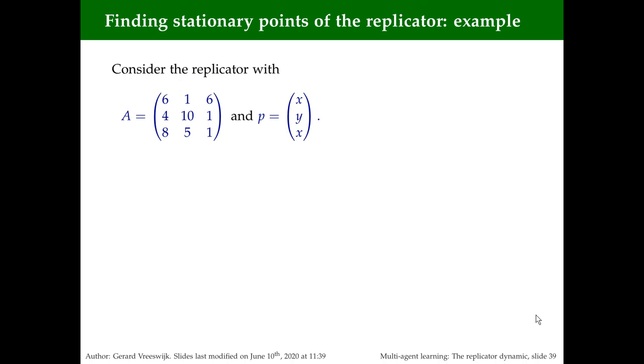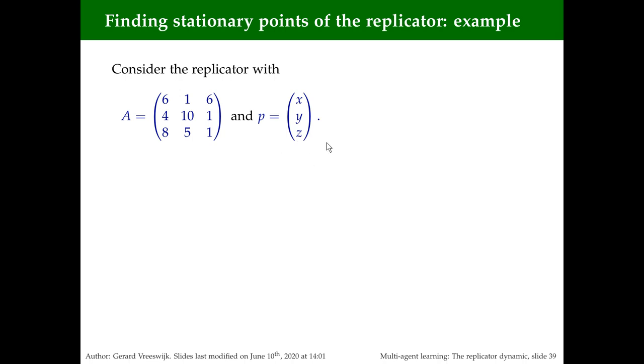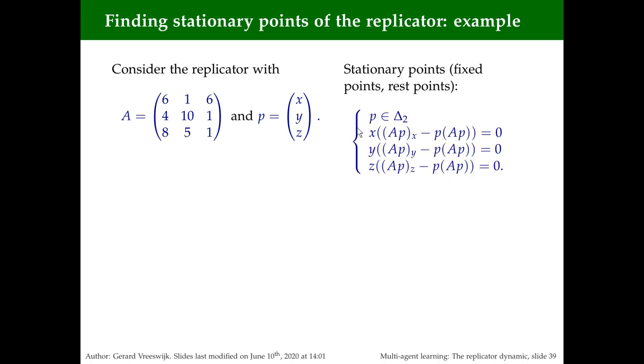So you have the replicator with 3 species, x, y, and z. Well, to find all the stationary points or fixed points or rest points, or steady states, which is the same, we have to set the replicator dynamic to 0. So the change in the x coordinate for the first species is 0, the change for the second species is 0, for the third species is 0.